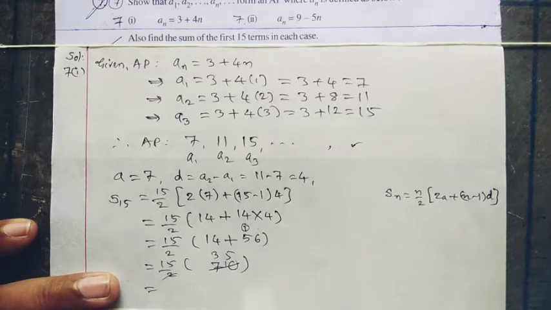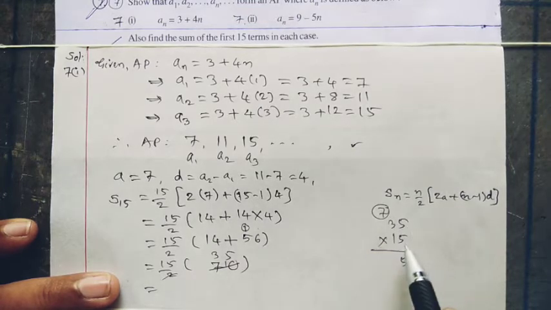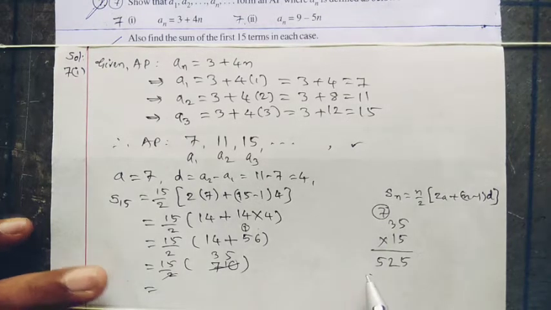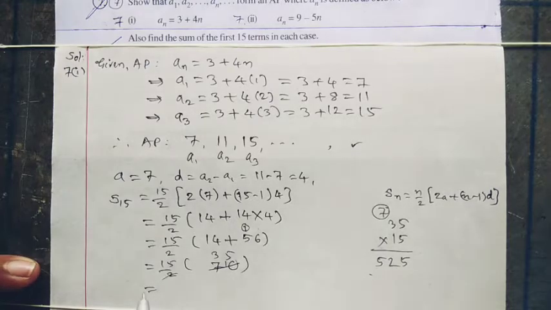So 15 into 35, 15 fives are 75, 15 threes are 45, so 525. S15 is 525. This is the answer.